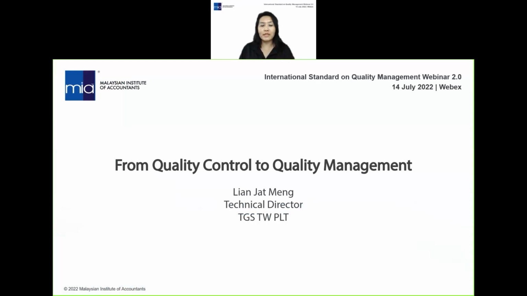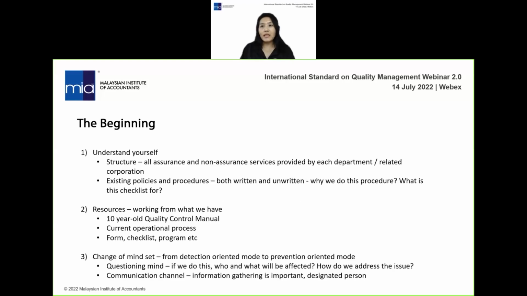Today, I'm going to share with you our journey, the firm's journey as we move from quality control to quality management. At the very beginning, the first thing we did, which is very important, is to understand ourselves, to understand the firm, to look into the structures. Identify how many departments and related corporations you have, and what the services are, whether assurance or non-assurance, provided by each of these departments or related corporations. So the first thing is we need to know what we are doing, what services we are providing.